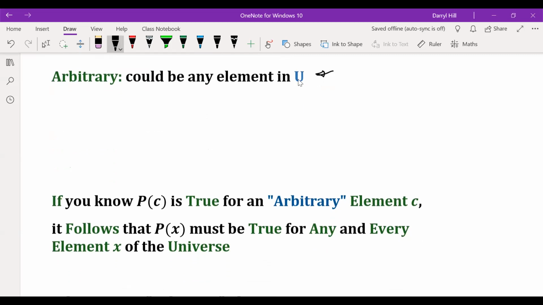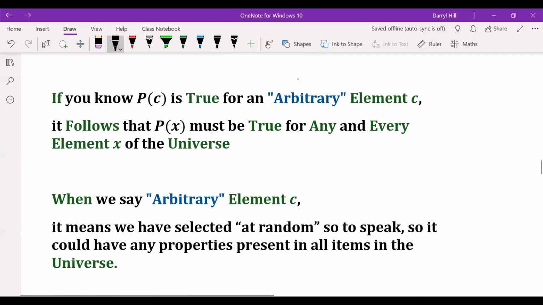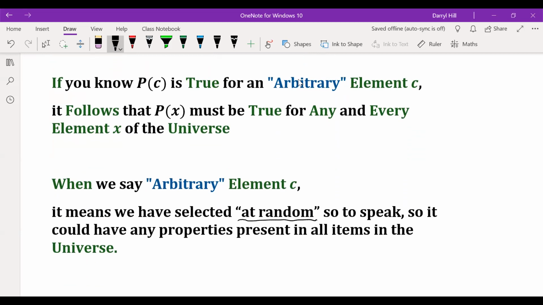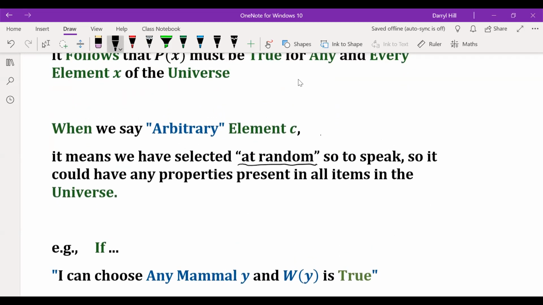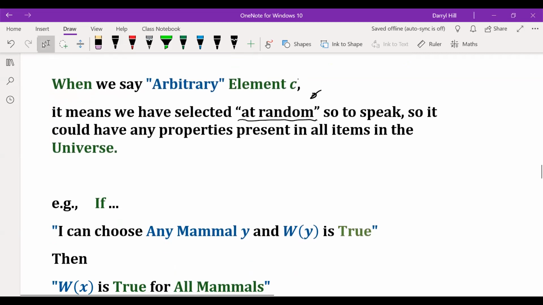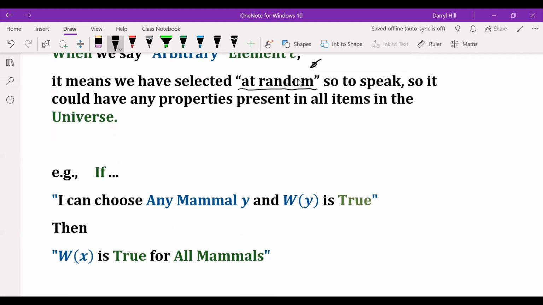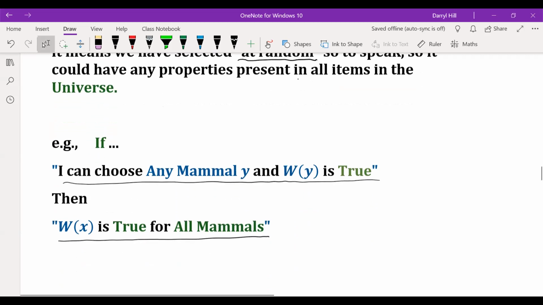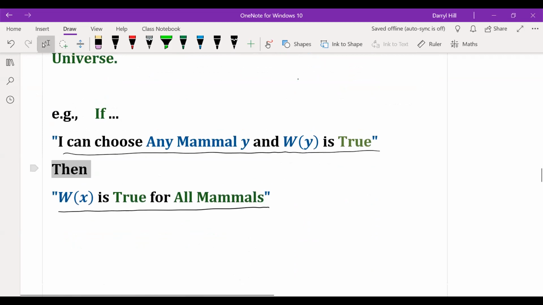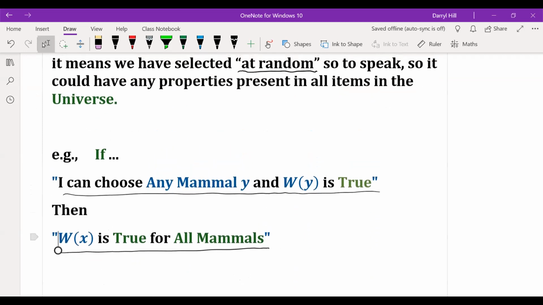All right, so if I know P of C is true for an arbitrary element, it follows that P of x must be true for any and every element x in the universe. And you can think of it as I select at random. And if I select at random and something is true of that thing, then it must be true of all things. But it's not real. This might be a little misleading. Arbitrary is a better word, but I'm just trying to grease the wheels a little bit. So if I can choose any mammal Y and say that Y is warm-blooded, then all mammals must be warm-blooded. Okay, good questions.